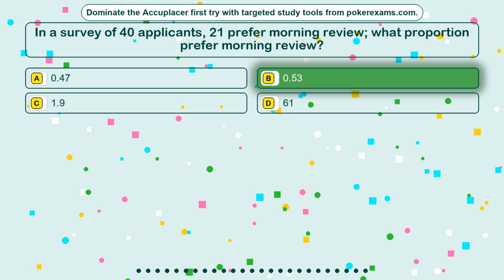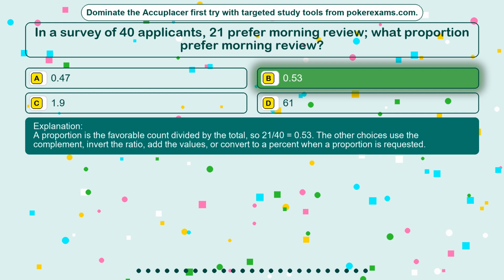The correct answer is option B, 0.53. A proportion is the favorable count divided by the total, so 21/40 equals 0.53. The other choices use the complement, invert the ratio, add the values, or convert to a percent when a proportion is requested.